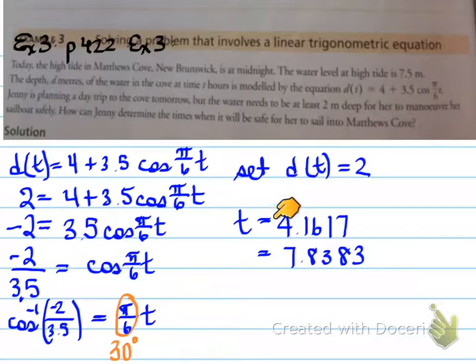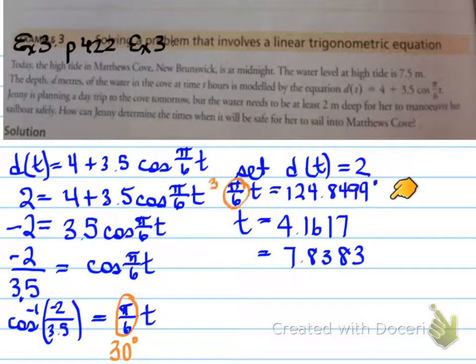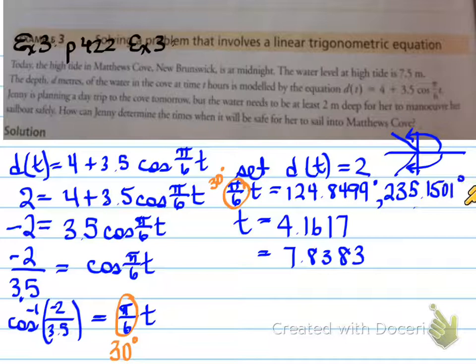How do we get these 2 answers? Well, when you take the cos inverse of the negative, you remember that cos is negative in 2 quadrants. That would be in the second and third quadrants. So knowing that, we have 2 values in degrees, okay? And these are 2 values in degrees because these are our answers here for this and this.